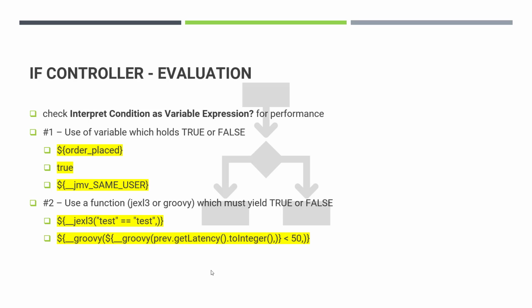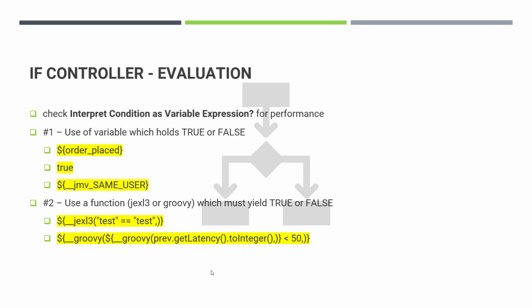This can be achieved in two ways. One is using a variable. Suppose you have a variable, say order_placed, which has the value true, then the condition will be evaluated and it will proceed further. Or you can simply type true, or you can use some built-in JMeter variable which has the value true or false. But if you want to evaluate some condition, then you have to use JEXL, the Java Expression Language 3, or you can write Groovy.